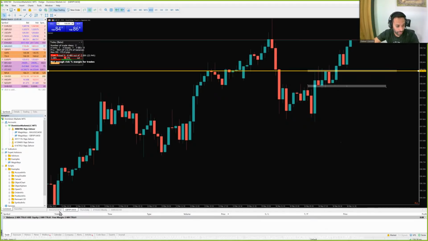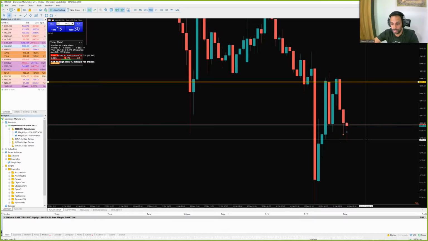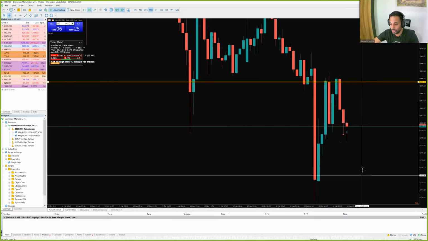Yeah, it's a very strong level here on gold. 1797, 1798, 1791.